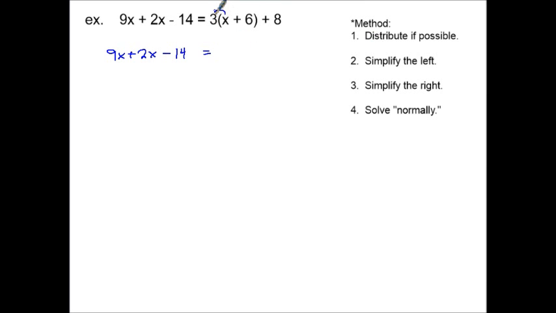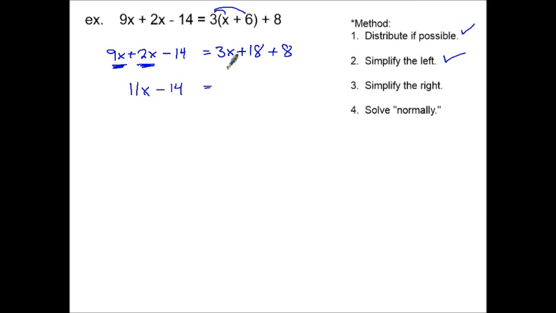Which means I'm going to distribute my 3 into 3x plus 18, and then I've got that plus 8 that I'm just going to bring down. So basically, distribute if possible, done. Now I'm going to simplify the left. On my left side, I've got a positive 9x and a positive 2x. Those are like terms. They give me a positive 11x minus the 14. So simplify the left as much as I can.